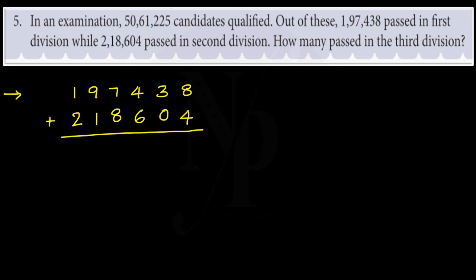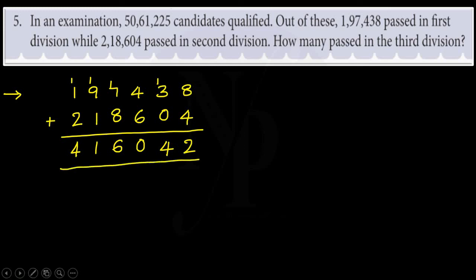So 8 plus 4 is 12. 1 is carried forward. 1 plus 3 is 4. 4 plus 6 is 10. And 1 plus 7 is 8. 8 plus 8 is 16. 9 plus 1 is 10. 10 plus 1 is 11. 1 plus 1 is 2. 2 plus 2 is 4. So this is the sum of the number of students passed in first and second division.